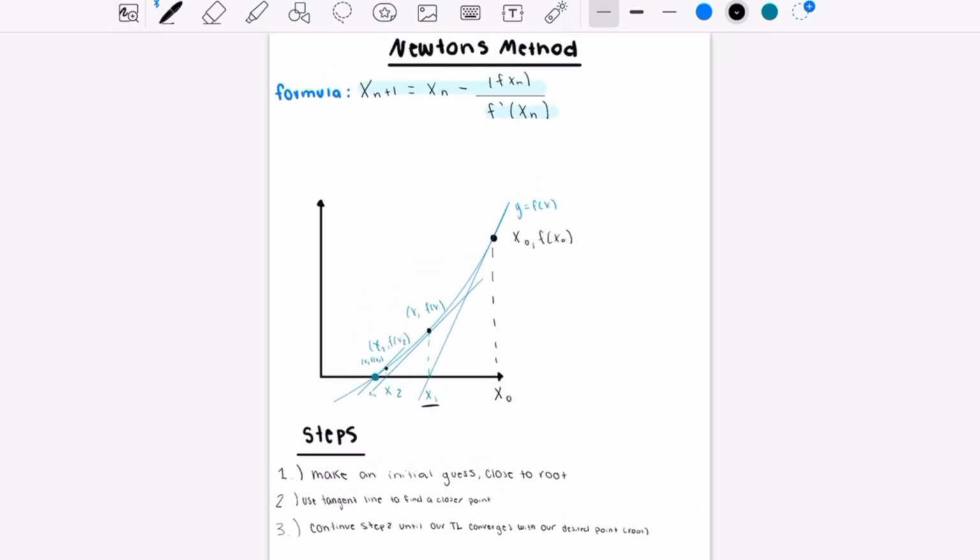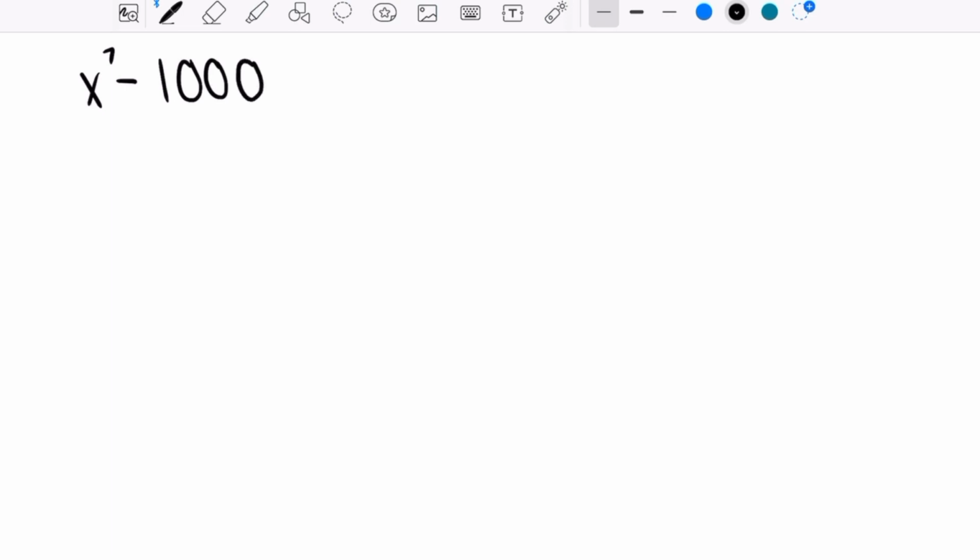So now let's look at a quick example of how we can use Newton's method. So in this example, we're going to use the simple function x to the 7th minus 1,000. And we want to find the root or the solution to this through 8 decimal points.